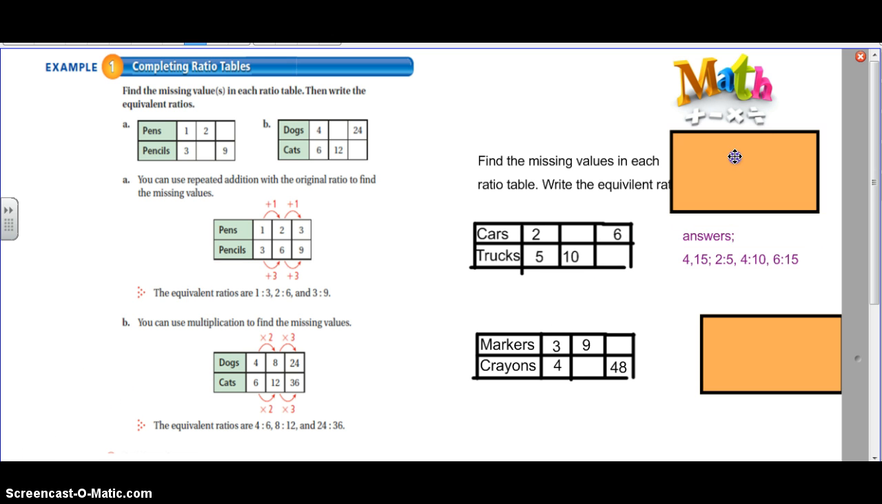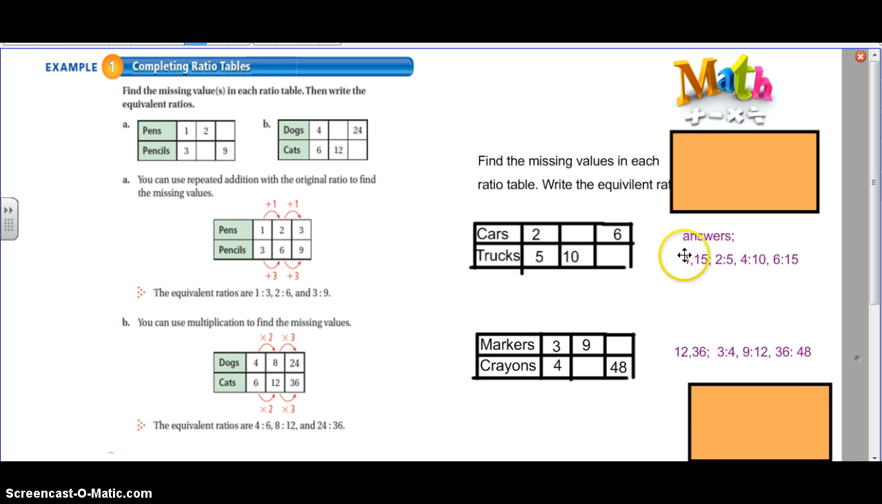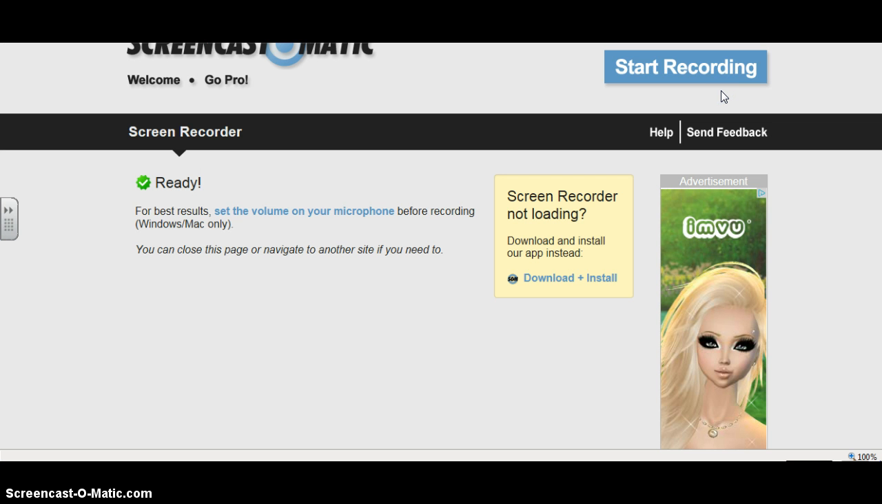Okay, here are the answers. Notice 4 and 15 are the numbers they want you to insert, and then they have a semicolon and give you the ratios. Here are the numbers you insert and then the ratios. So check to see if you did that right. And in the meantime, here's a video.